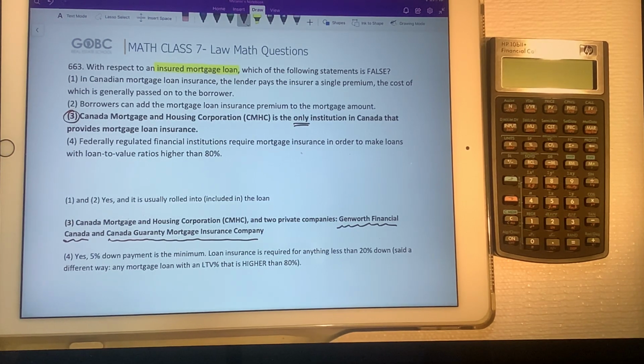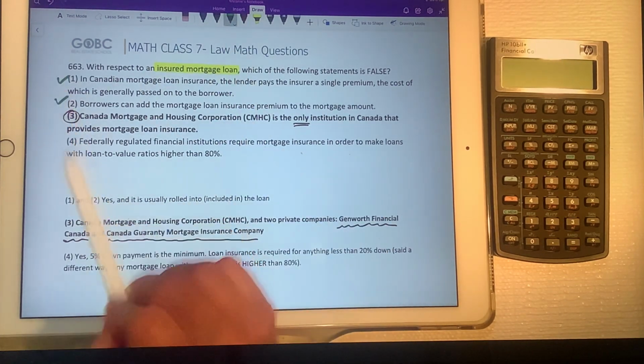Most people will go through the CMHC, but it's not 100% necessary. You can use one of the other ones as well. Different situations, right? Different choices. So the other three are true. The other three answers are true, so you need to pay attention to those, right?